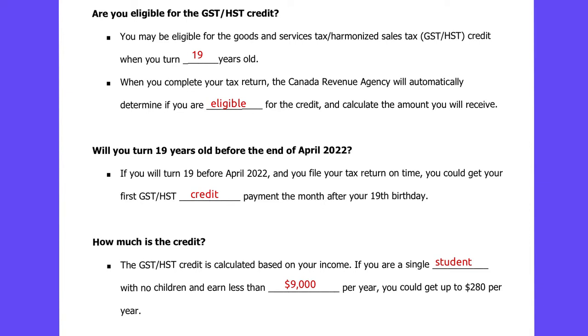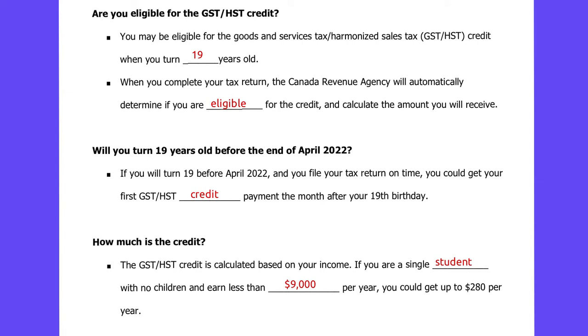This is another reason you want to make sure you're doing your taxes every year and on time, so that if you're eligible for this credit, you can start getting that. When you complete your tax return, the CRA will automatically determine if you're eligible, and then it will calculate how much you're going to get.